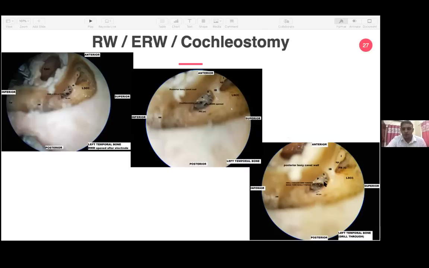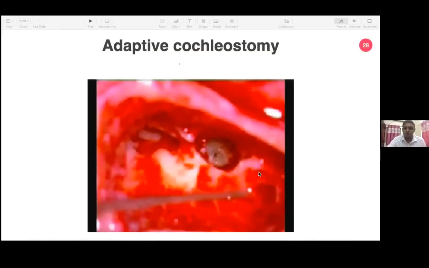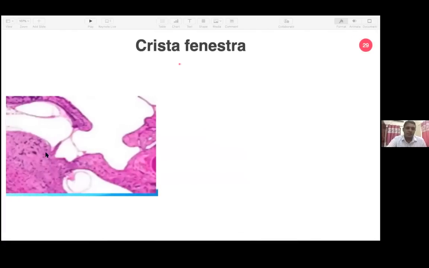Suppose one drills the cochlea, like in the case of a bony cochleostomy or extended round window, one can encounter a small ridge like this. See, this is the middle ear here. This is the posterior semicircular canal. This is the cochlea with the scala tympani here. This is the scala vestibuli. This is the interscalar partition here. This is the round window membrane. This is the round window pseudo membrane.